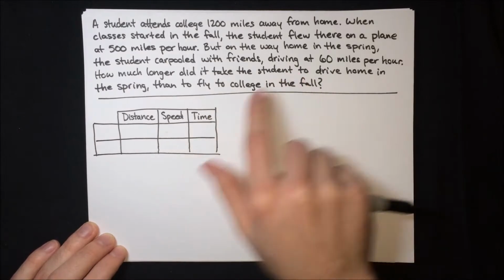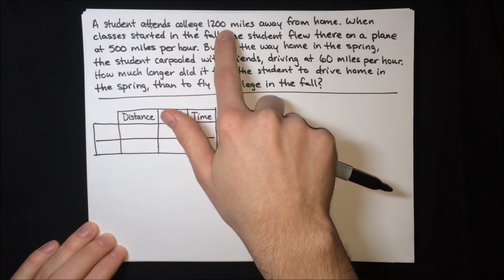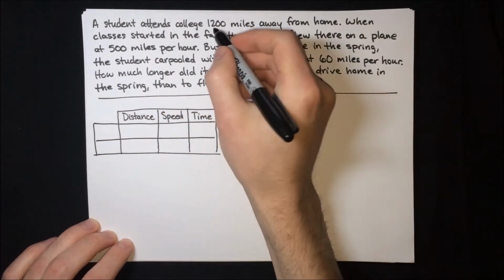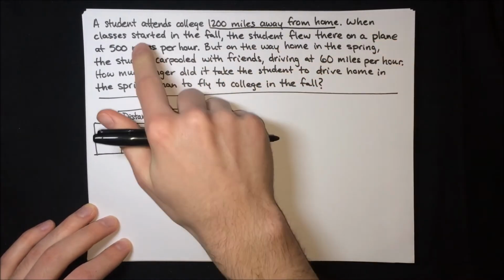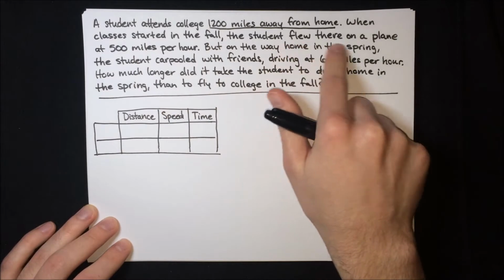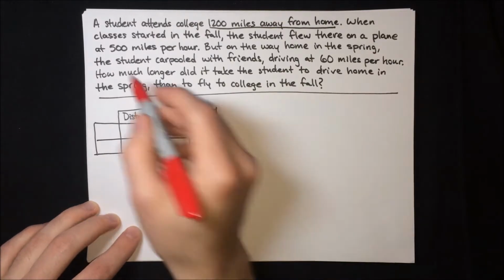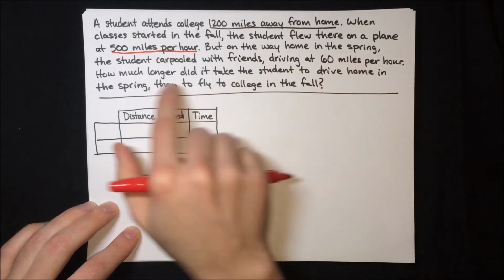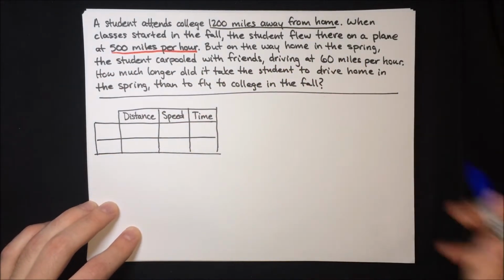Let's read the problem and fill in our table as we go. A student attends college 1,200 miles away from home. So that's a distance right there. When classes started in the fall, the student flew there on a plane at 500 miles per hour. That is a speed, so let's underline that. But on the way home in the spring, the student carpooled with friends driving at 60 miles per hour. There's another speed.